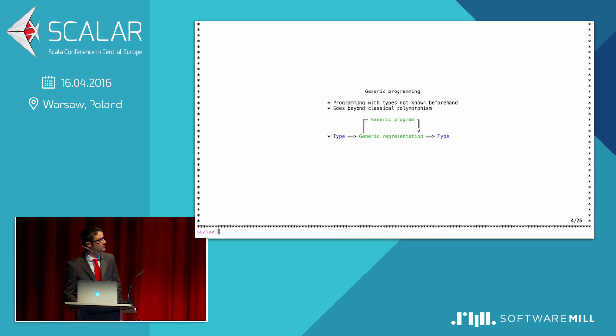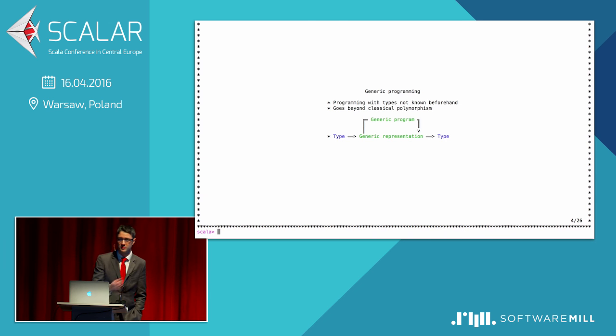So how does it work? Basically, you transform a business type into a generic representation. You write a program that manipulates that generic representation, and then you convert the modified generic representation back into your business type.